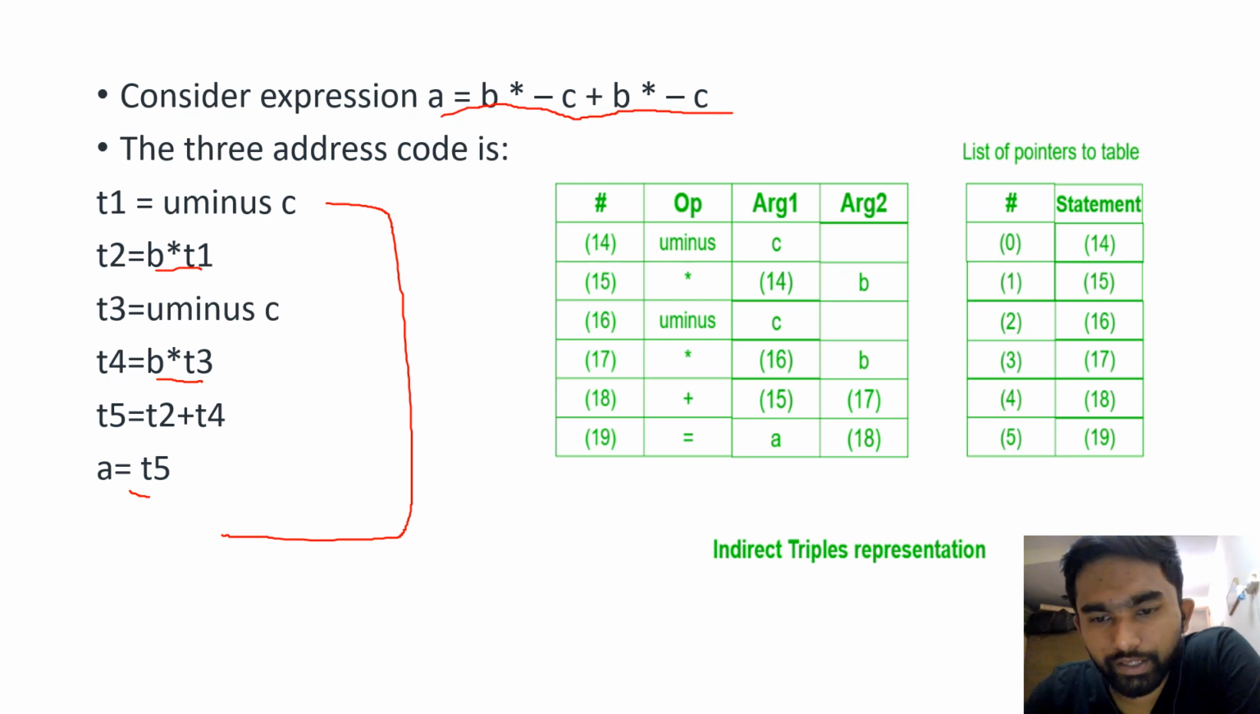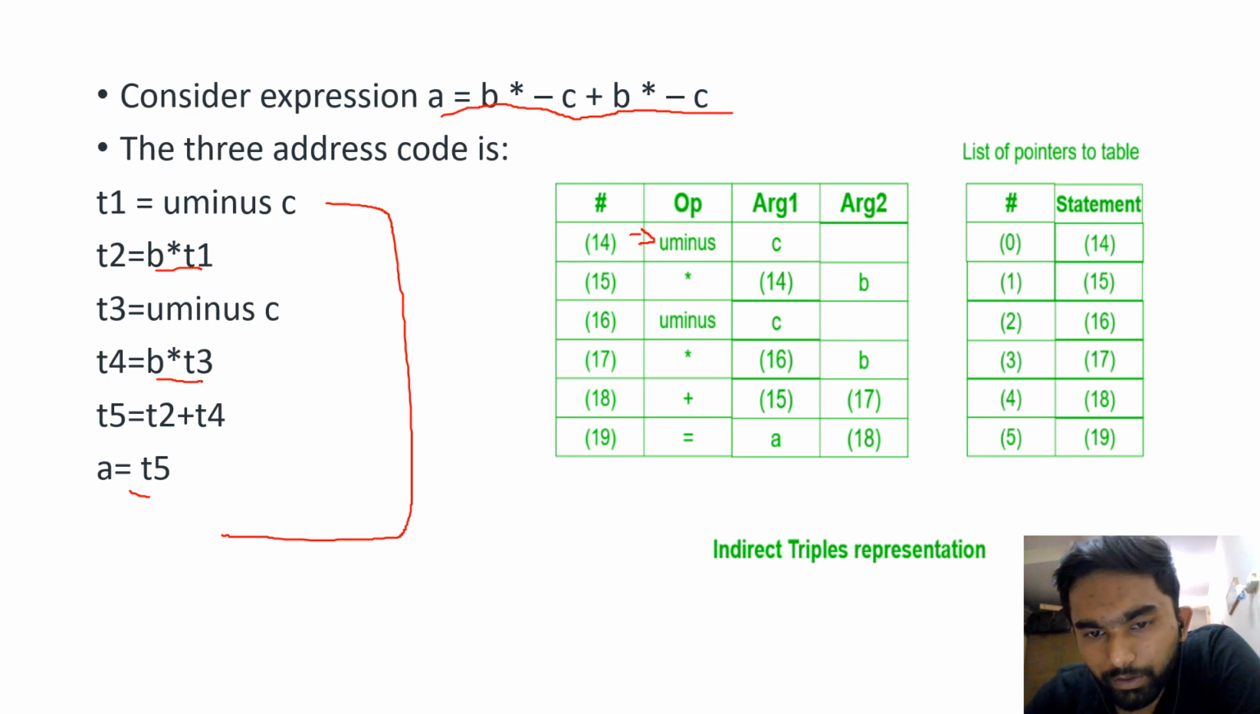And like we made a table in triple representation, we make a table in indirect triple representation as well. Pointer 14 points to the value of minus c. Pointer 15 points to the value of b into whatever value points to pointer 14, and similarly pointer 16 points to the value of minus c. Pointer 17 points to the value of b into whatever value points to pointer 16. Pointer 18 points to the value of whatever value points to pointer 17 plus whatever value points to pointer 15.